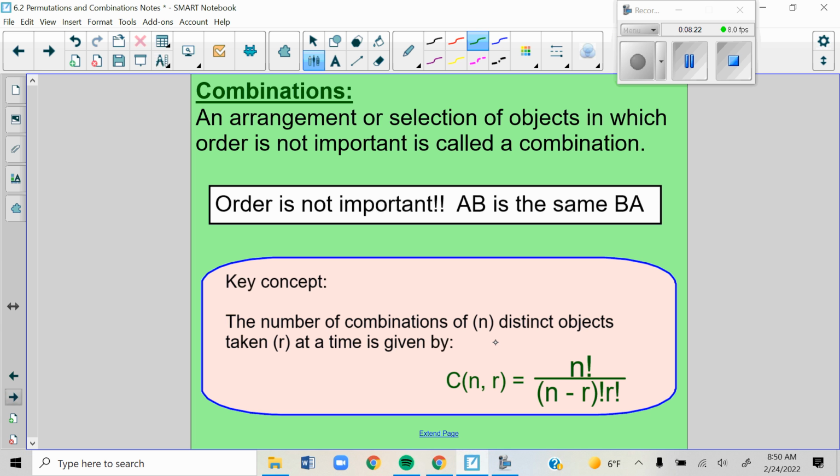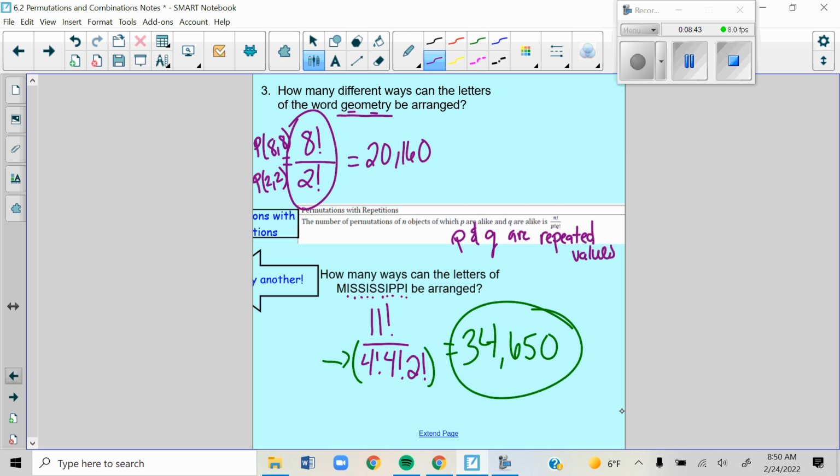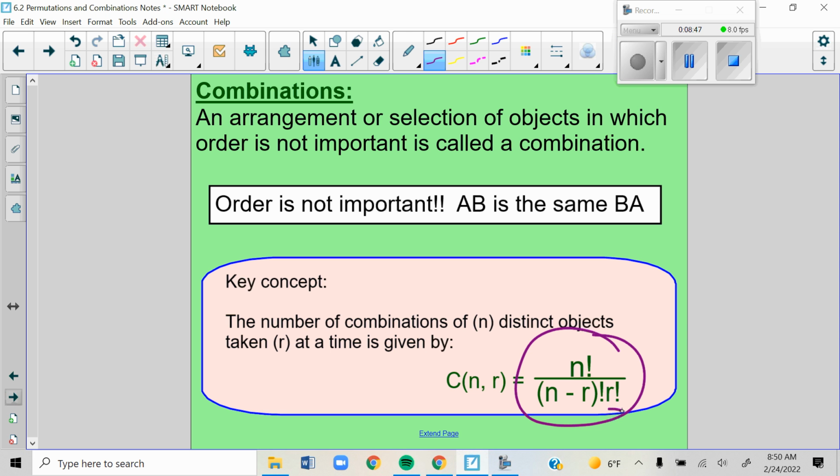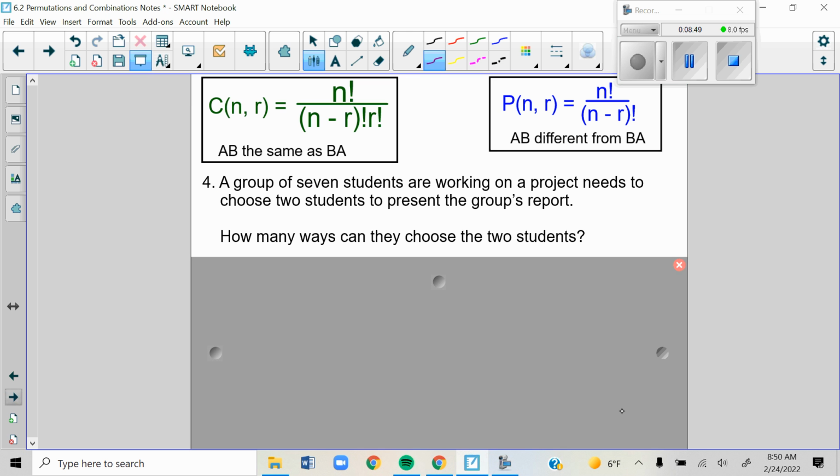So we have a little bit different formula here. We see right here is our combinations formula. Now notice this is very similar to the permutations one, but the only difference is now we add on this r factorial. And that is what helps delete out those repetitions, just like we saw on our previous problem where we divided by repetitions. All right, so let's go ahead and look at an example of a combinations problem.